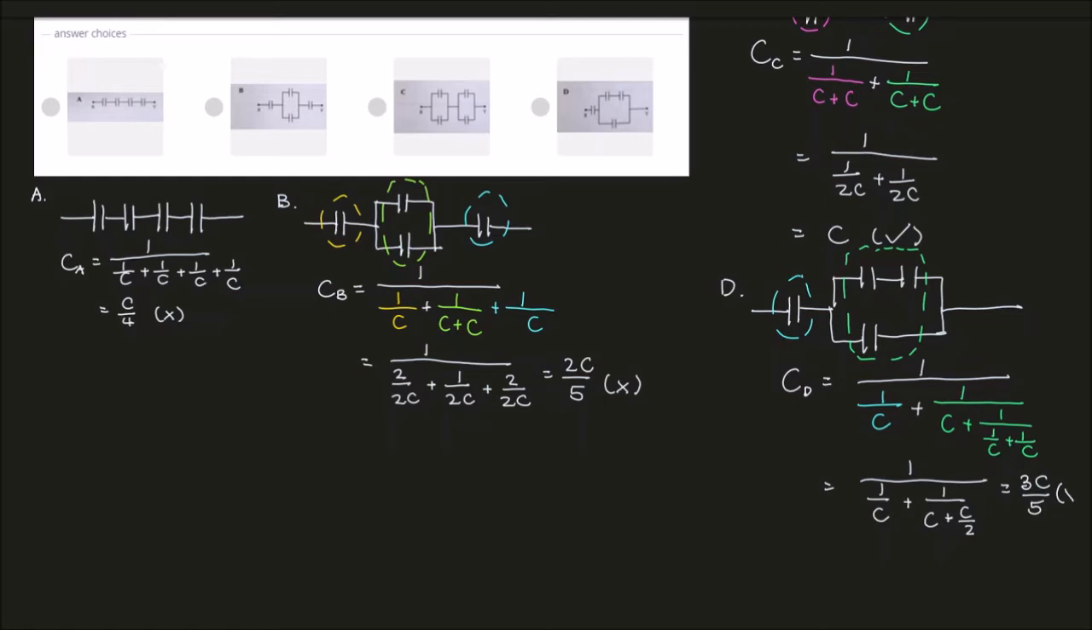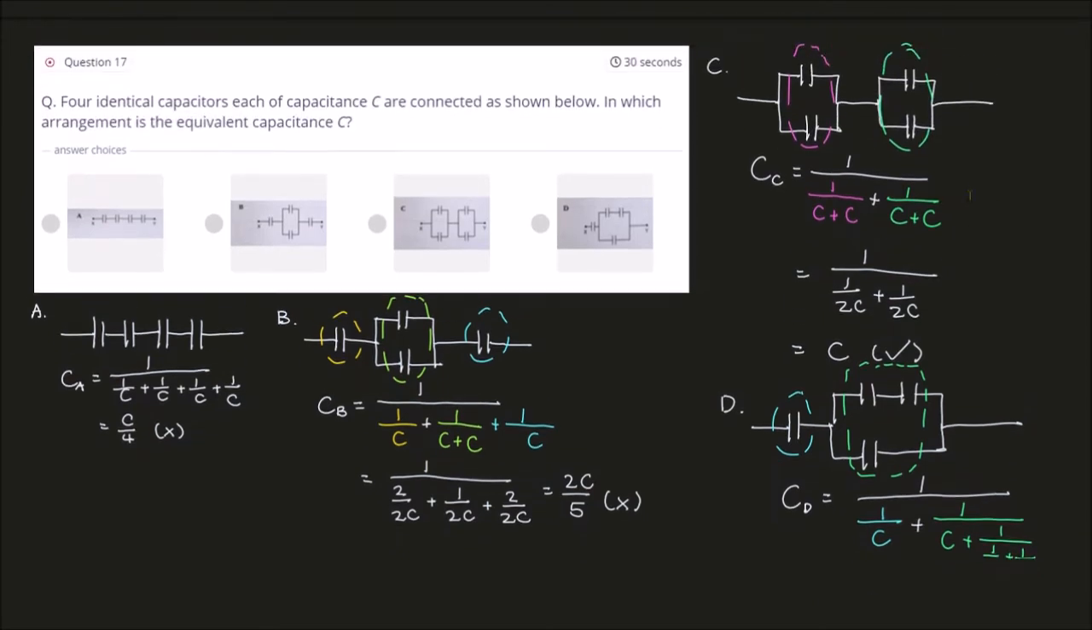Which is of course not our answer as well. Okay, so we have confirmed that the answer should be option C. Okay, so the steps are still the same. You just need to know how to combine them to find the equivalent capacitance. Combining them step by step is fine. It's actually highly recommended that you do it step by step instead of combining everything in one equation. Okay, so that's all for question 17.